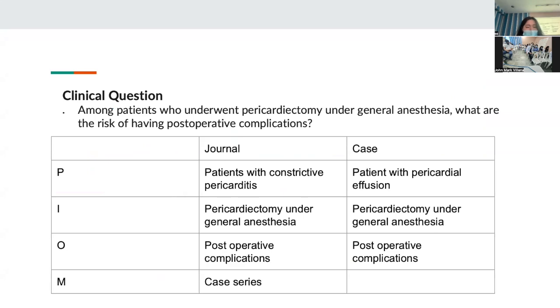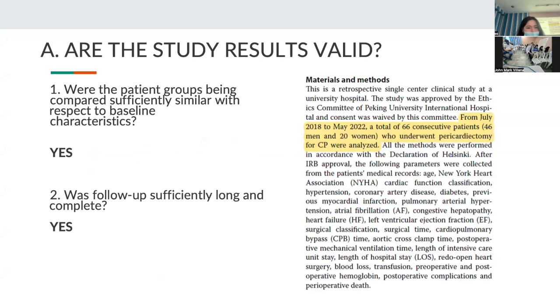So here are the comparison for my BIOM. For the journal, patients with constrictive pericarditis; for the case, patient with pericardial effusion, pericardiectomy under general anesthesia, post-operative complication, and the method of case series.